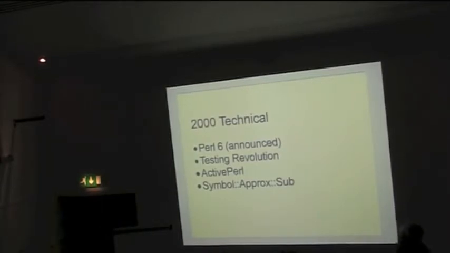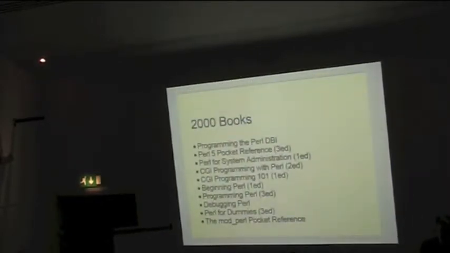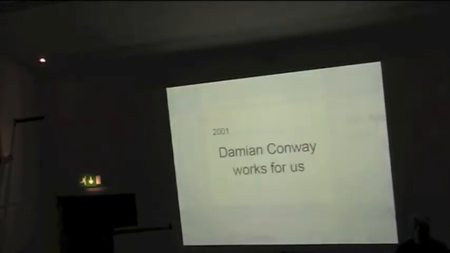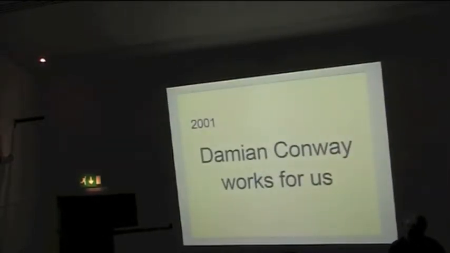Wrong year. Anyway, I made at least one mistake. Anyway, first active Perl, and if you don't mind me mentioning my own things, Sigma Proxart came out in 2000. You should still all be using that. Lots of good books, and some less good books. Proper Doge, 3rd edition. 2001, Björk. Damian Conway works for us.